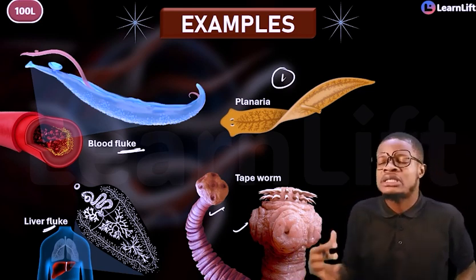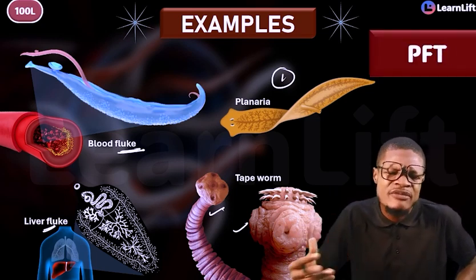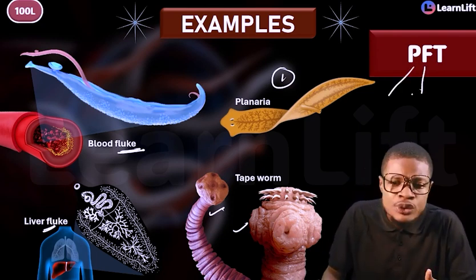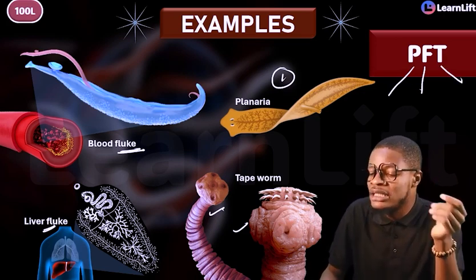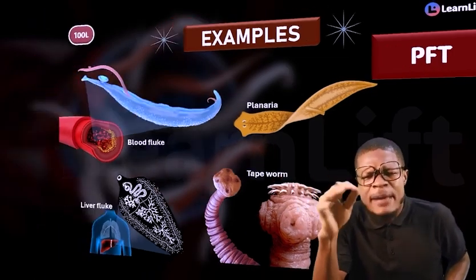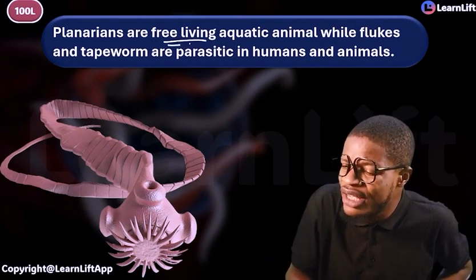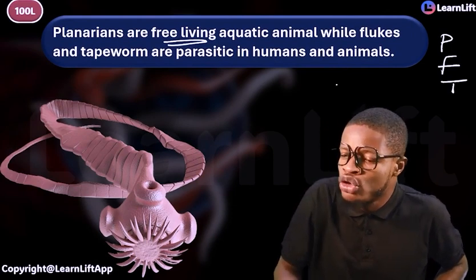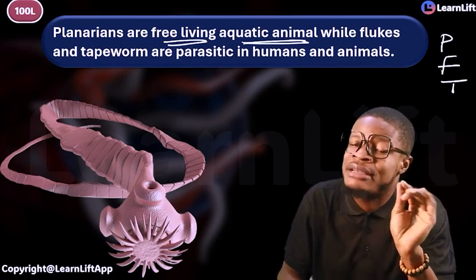So how do I remember? Just remember what is called your PFT. What's your PFT? Your planaria is your P. Your F are the flukes, and the flukes are either the blood fluke or the liver fluke. And then the T is the tapeworm. Another important thing very quickly is that planarias are free living. We have planaria, your fluke, and then your tapeworm. Your planarias are the ones that are free living aquatic animals.